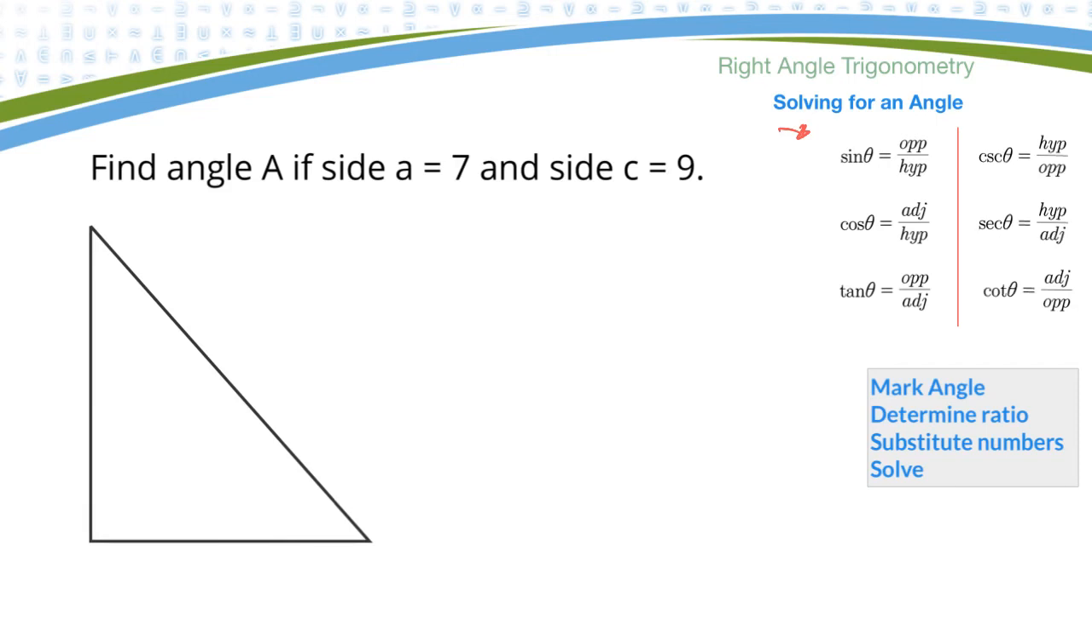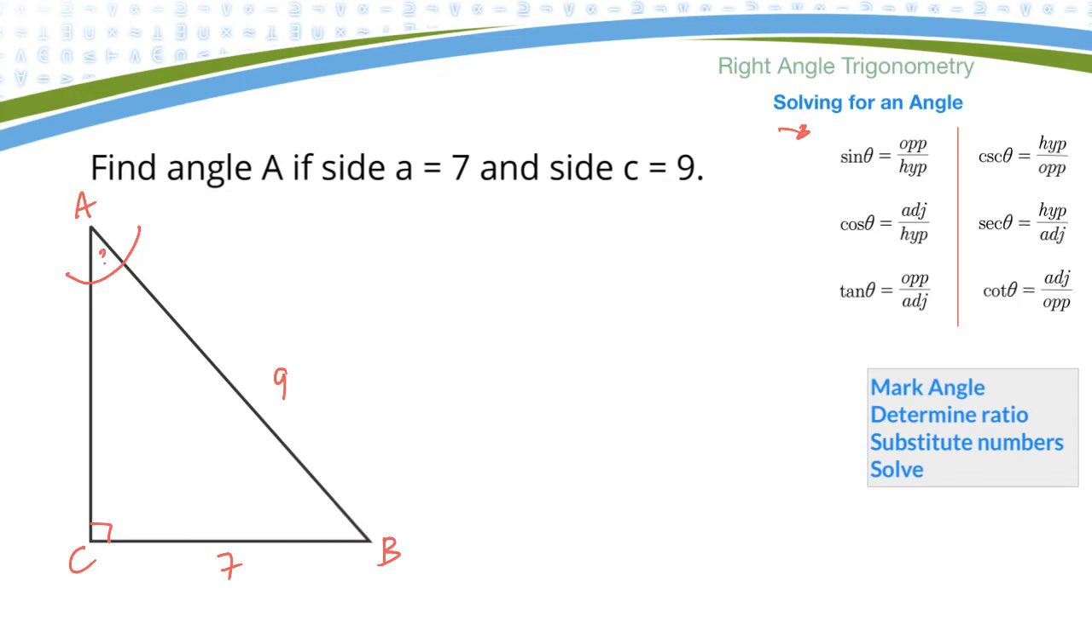So they say find angle A. Let's put A up here, C will be there, B there. B, of course, is a right angle. And they say side A is 7 and side C is 9. So that's this one. And they want to know find angle A. So they want to know what that one is.